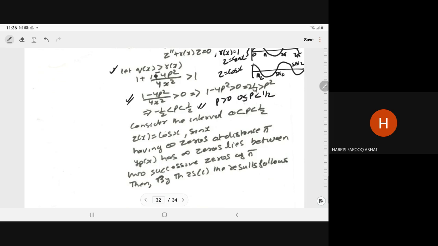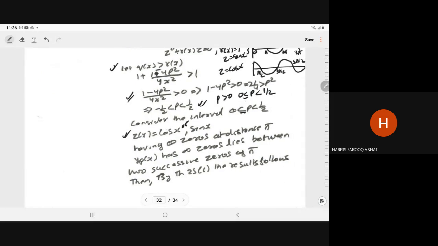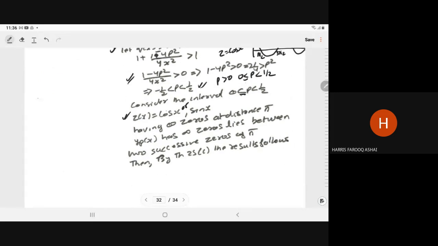In that case, consider the interval with p greater than or equal to 0 but less than half. z(x) is cos x or sin x, having infinite zeros at distance pi.